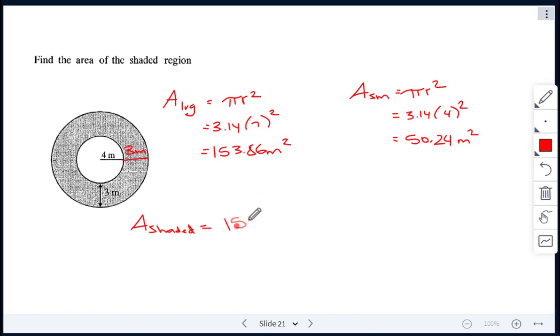Next, figuring out the area of the shaded region, we're going to subtract. So 153.86 minus 50.24, which gives me 103.62 meters squared for the area of this shaded region.